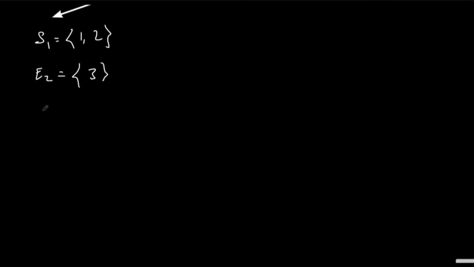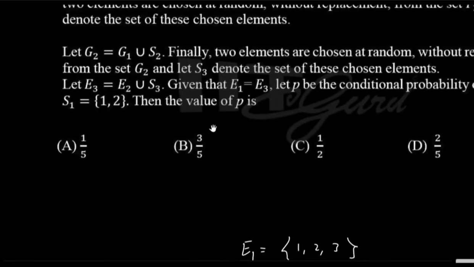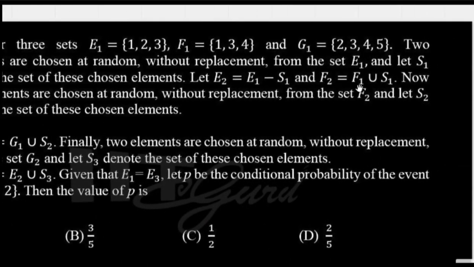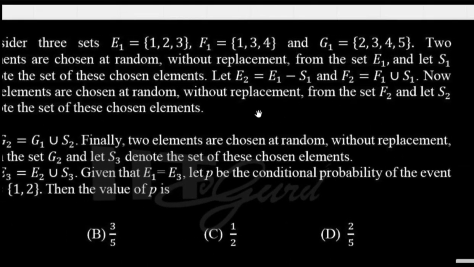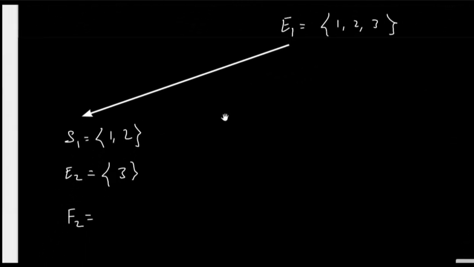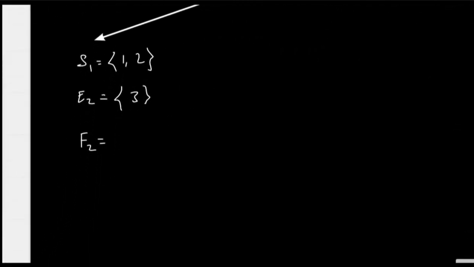What about F2? The F2 condition is also given here. F2 is F1 union S1. F1 is 1, 3, 4 and S1 is 1, 2. When you take the union of 1, 3, 4 and 1, 2, the elements are 1, 2, 3, 4. So in F2, there are the elements 1, 2, 3, 4.